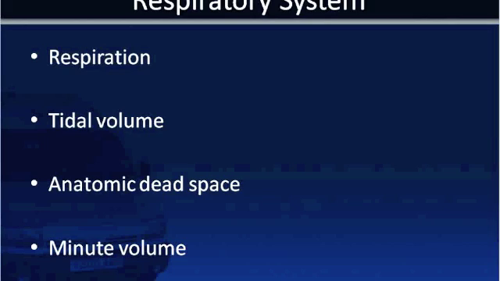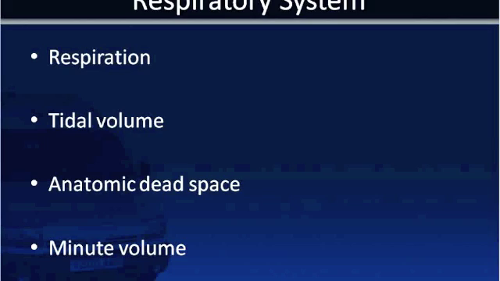About 150 milliliters remains in the anatomical dead space, which is the volume of air contained in the trachea and main stem bronchi where gas exchange does not take place. The minute volume is the amount of air moved in and out of the lungs in 1 minute. This can be determined by multiplying the tidal volume by the respiratory rate. An inadequate tidal volume or respiratory rate can result in inadequate ventilation.